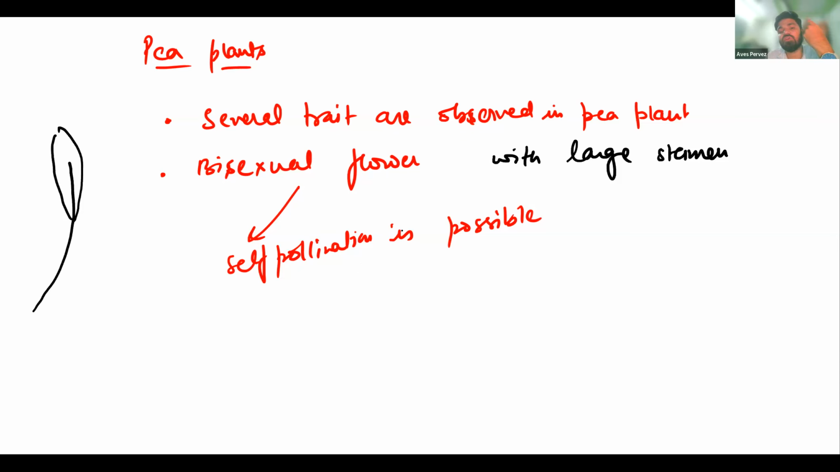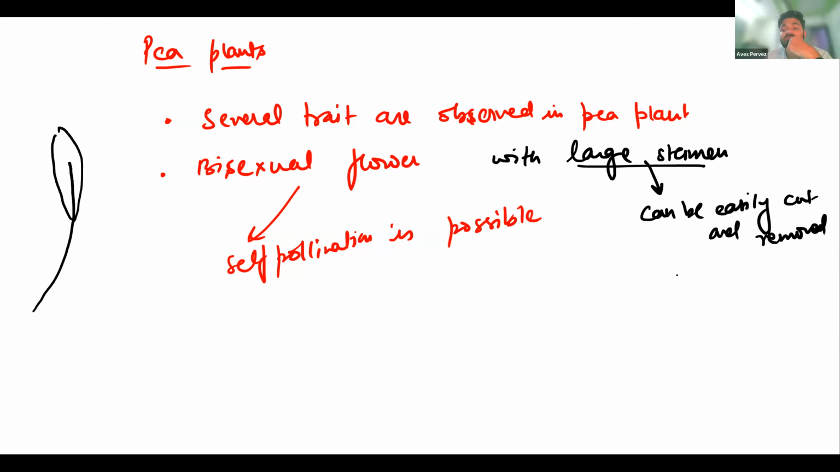Okay, so if it bears large stamens, what is the benefit of having large stamens? That they can be easily cut and removed. And if they are removed, then you can do cross pollination. So cross pollination is possible.